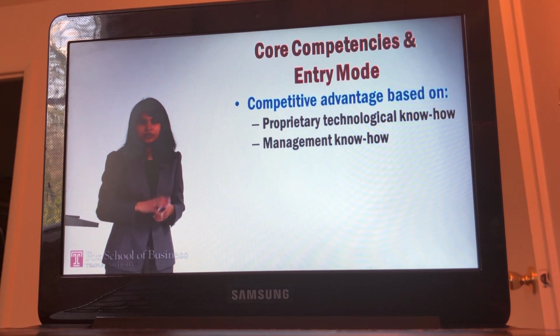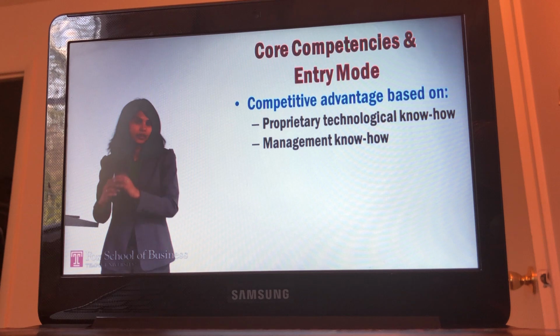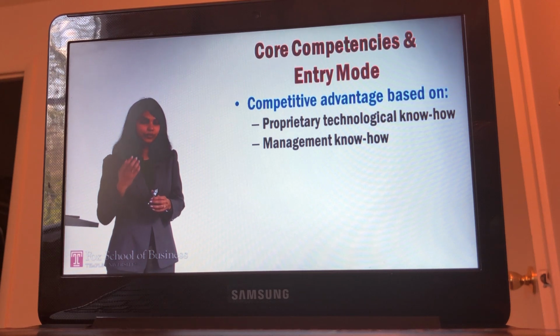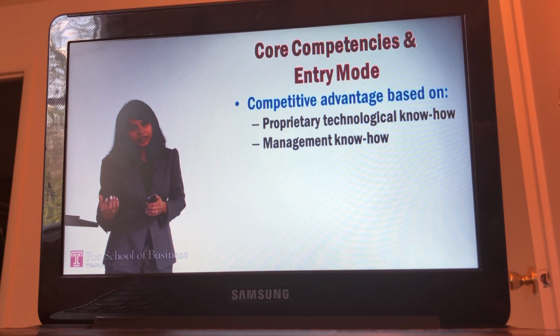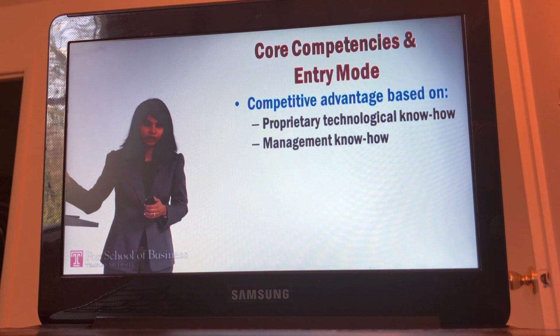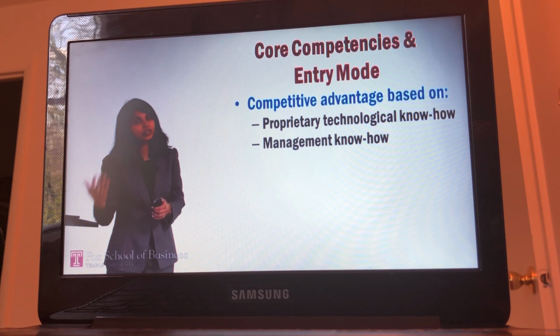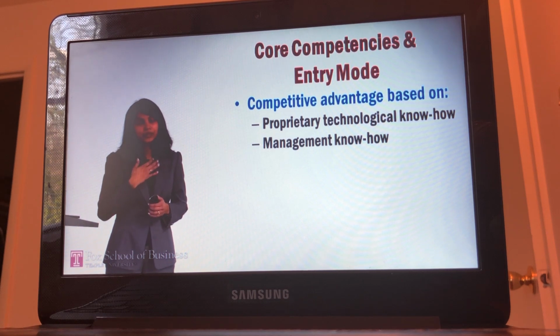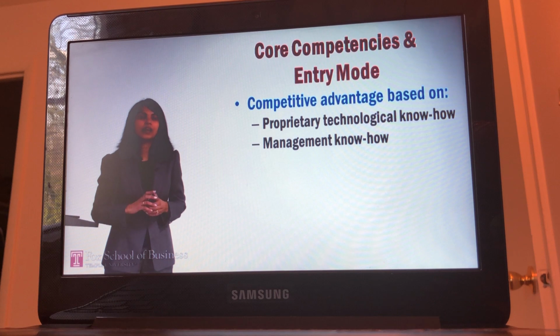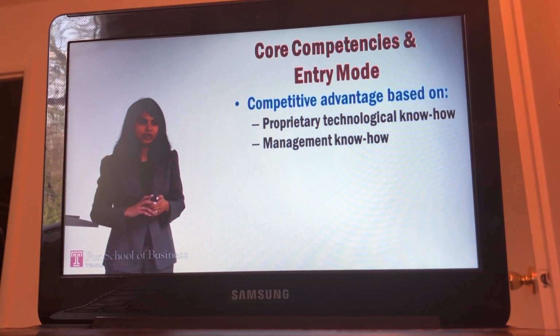And then let's look at certain conditions under which we can safely say, okay, this entry mode makes more sense than the other ones. So one issue is the type of core competence that a firm has. Core competence is some competitive advantage of a firm which its competitors cannot copy. When a firm's core competence is based on certain proprietary technological know-how, then we can safely say that licensing and even joint ventures are risky. You would most probably go for establishing a wholly owned subsidiary.